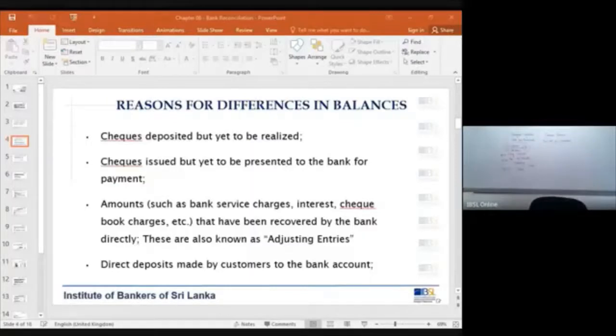Right? Now comes the problem. We take a cutoff on the 15th. Let's assume. Now on the 15th, if I ask you, assuming that it was 0 previously, what could be the bank balance of company A as per company A's cash book?